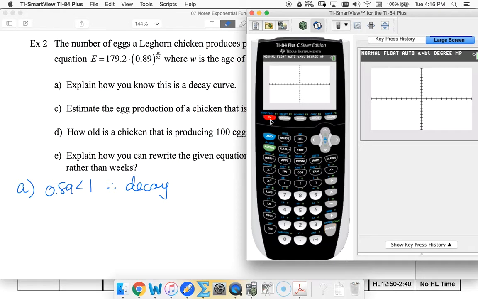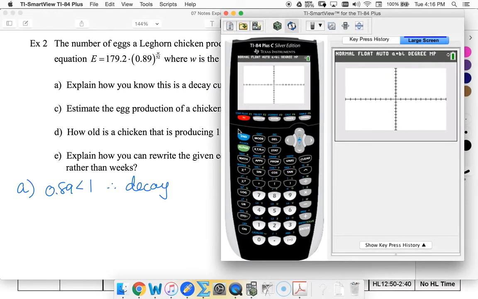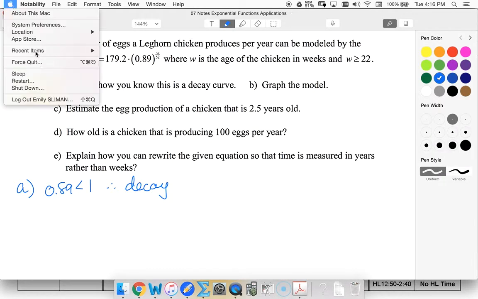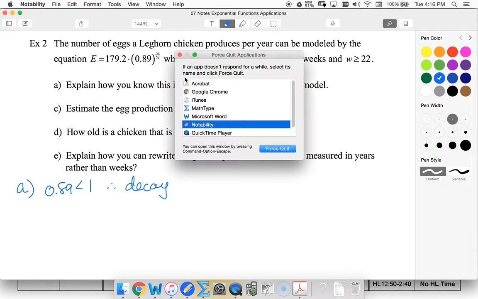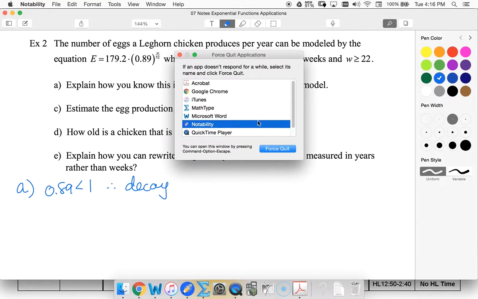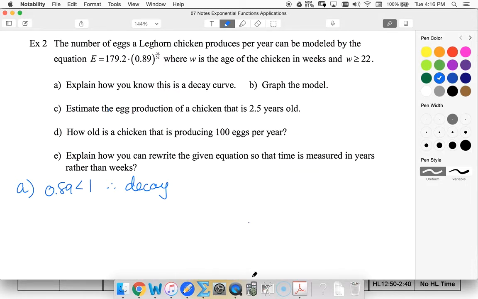So let's go into our y equals. Well, hopefully my calculator will work. Let's try that again. All right. Sorry. Let's get our calculator. All right. So let's get our calculator back.